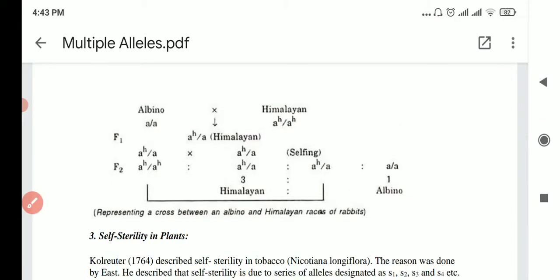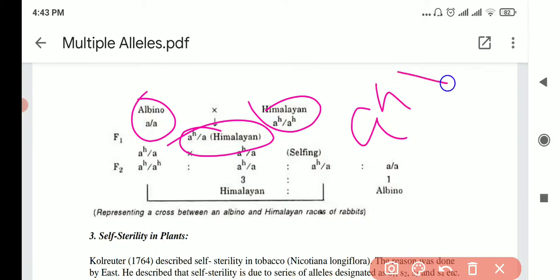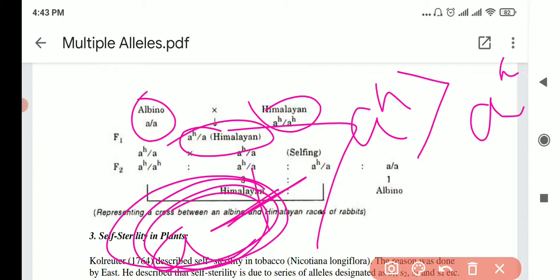In the first generation, the F1, when they cross the albino with Himalayan, you got the Himalayan. You see there? So then we can say that Himalayan is more dominant to albino, but obviously the normal one, the A plus, is the most dominant. A plus is most dominant, the one found in nature, the brown. That is already taken, we have already accepted that the one in nature is the most dominant one.